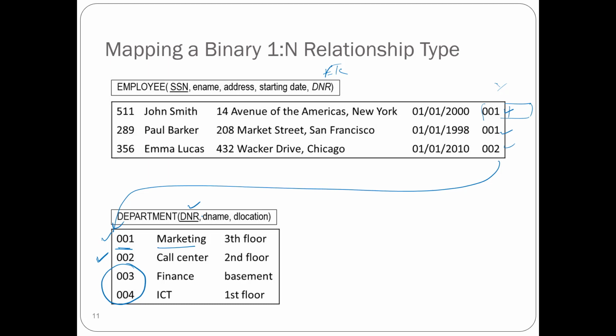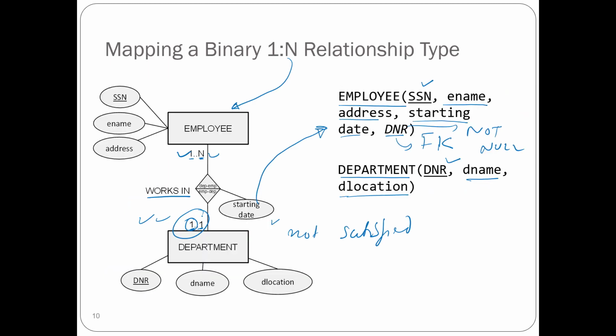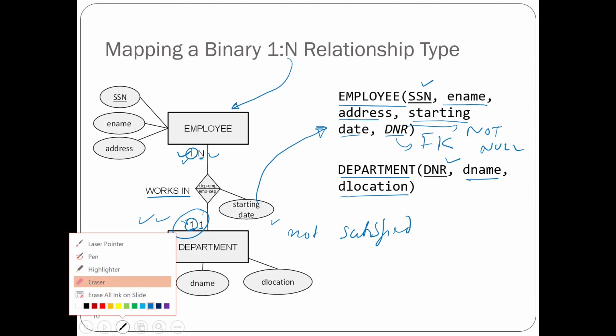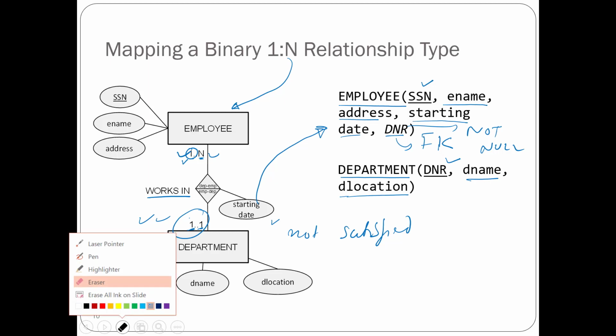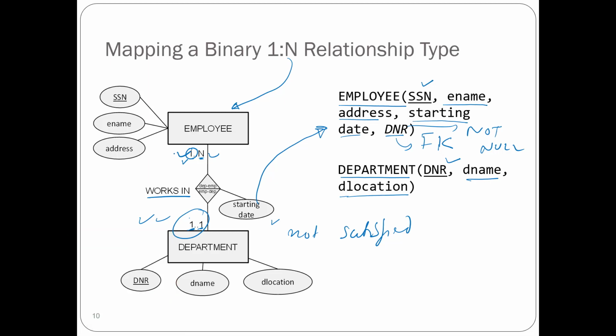Now the final thing that we need to discuss is whether a department should have at least one employee. Sorry about that, I should have used this one, not that one. Yes, the department should have at least one employee, so that cannot be enforced. These things are slightly intense, so I would request you to spend good time making sure that you follow them. This part is not satisfied.